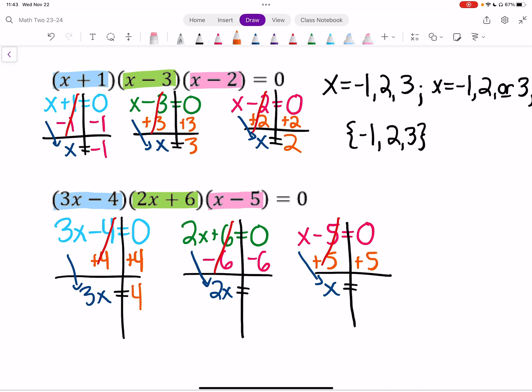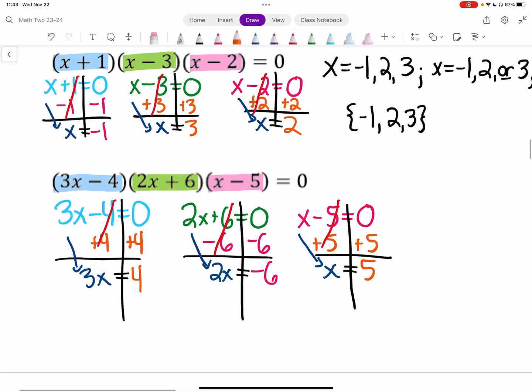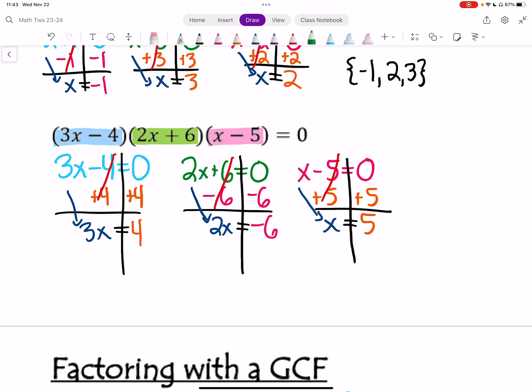0 add 4 is 4. 0 take away 6 is -6. And 0 take away 5 is 5. That last equation is fully solved, but these other two are not quite yet. We need to remove that last number there by dividing, because that's the inverse or opposite of multiply.